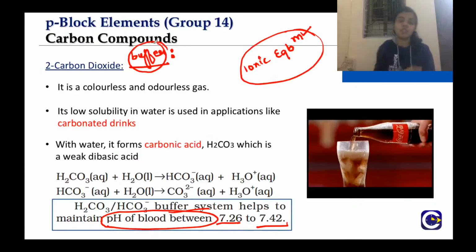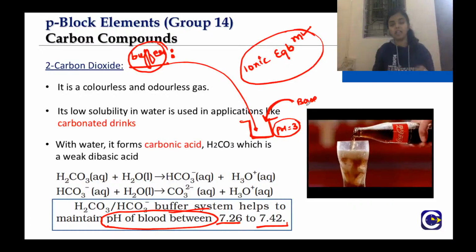The main action of a buffer is to resist the change of pH on addition of a small amount of acid or base. For example, let us say I am taking a solution here, right? Let us say the pH of this solution is 3. Now, when I am adding a small amount of base, obviously it will change its pH, right? It will increase its pH. So, to maintain this pH equal to 3, we add a buffer to it, or we make a buffer of this solution, right? Now, this will be able to keep up the pH equal to 3, and addition of a small amount of base or small amount of acid will not affect its pH, because it is a buffer solution, right? So to maintain the pH of blood between 7.26 to 7.42, we use a buffer, which is what? Carbonic acid buffer.